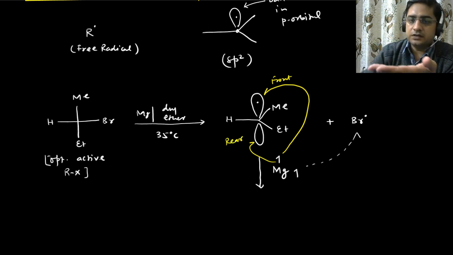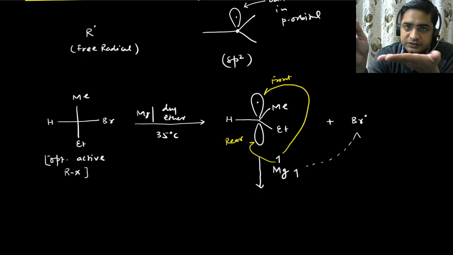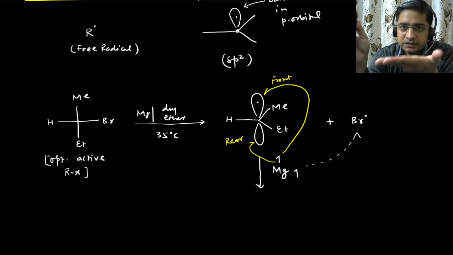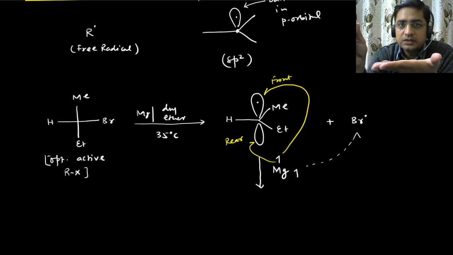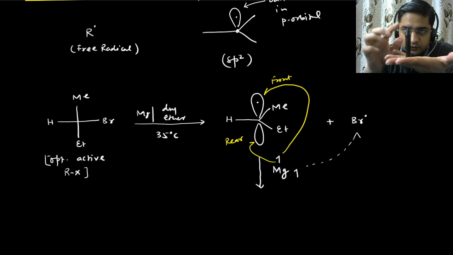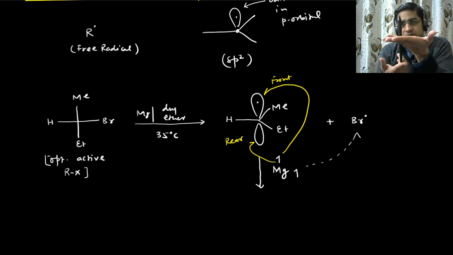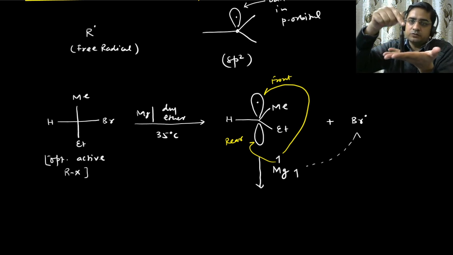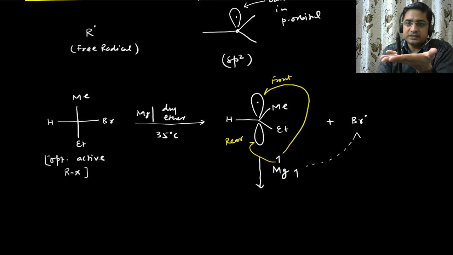Now let's understand. Suppose this one is the plane containing methyl, ethyl and hydrogen atoms, and this one is the p orbital. This is the frontal lobe and this one is the rear lobe, that is the lobe lying below the plane of the molecule. So magnesium can attack from the front side as well as from the back side.